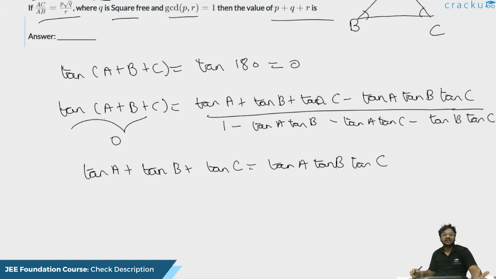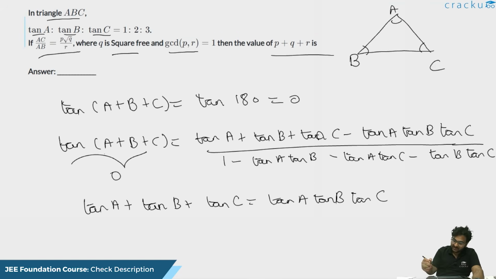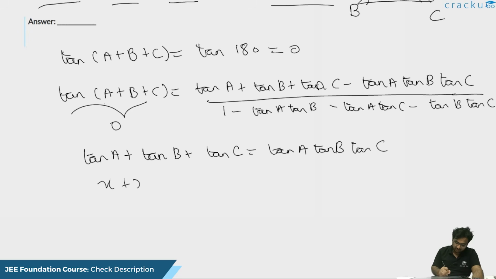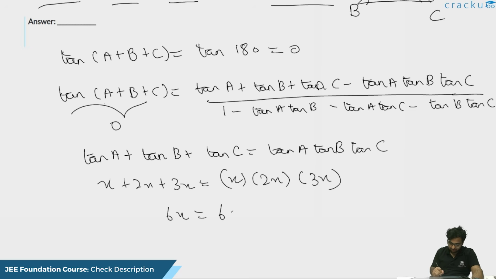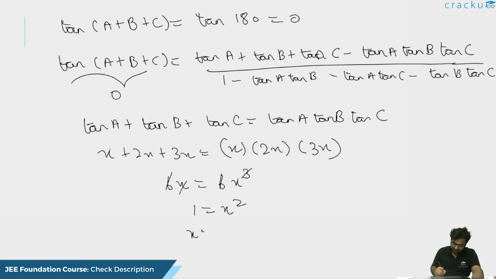Now the ratio of tan A, tan B, tan C is given. So let tan A be equal to x. So tan B would be 2x, and tan C will be 3x. Now replace these values in this equation. So we get x plus 2x plus 3x is equal to x into 2x into 3x. So 6x is equal to 6x cube. So 6 gets cancelled out, x gets cancelled out. So 1 is equal to x square. So x is equal to 1. So we get tan A is equal to 1.